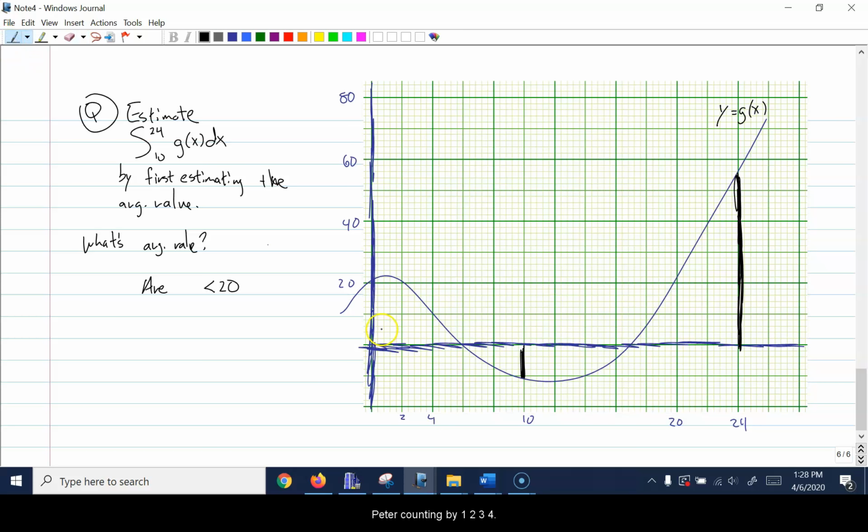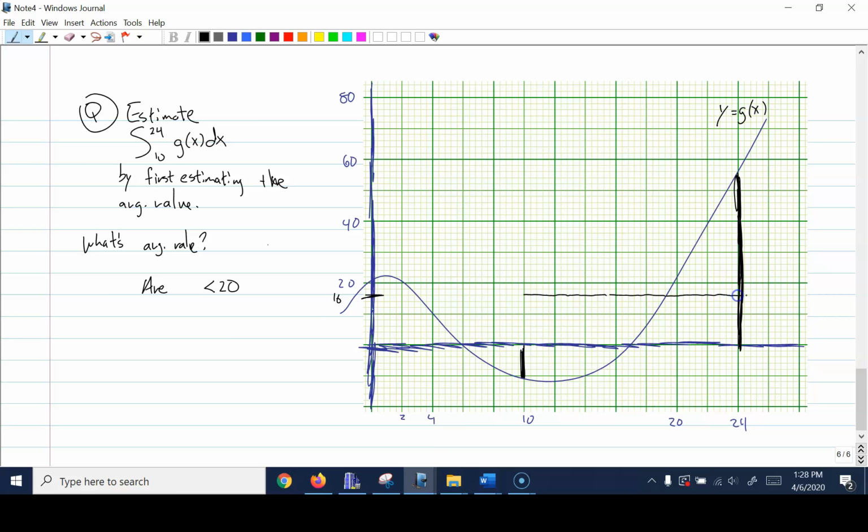These are counting by 1, 2, 3, 4. 1, 2, 3, 4, 5. So 10 marks is 20. If I scoot it down 2 notches, then now I'm at 16. Let's try drawing this line. Have we gone too far? Is this not far enough?